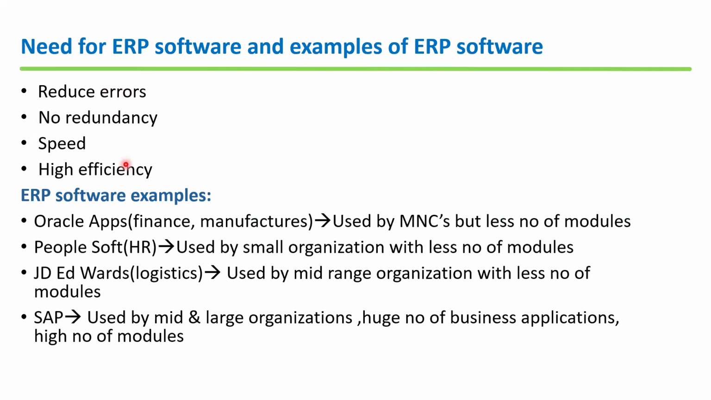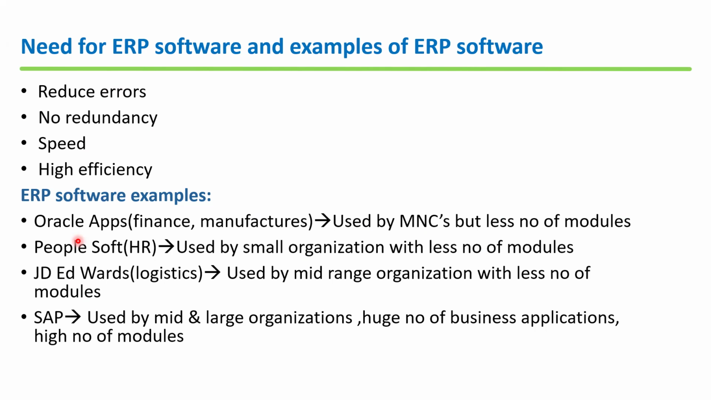Examples of ERP software are Oracle Apps, PeopleSoft, JD Edwards and SAP. We have many other ERP software like BaaN and Microsoft. Oracle Apps is good at finance and manufacturing. PeopleSoft is mainly used for small organizations. JD Edwards is used in mid-range organizations. SAP is used in mid-size and large organizations. Depending on the requirement, they can choose any ERP software.